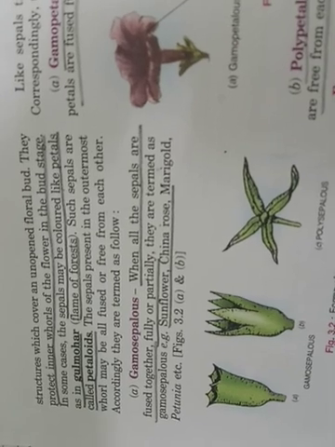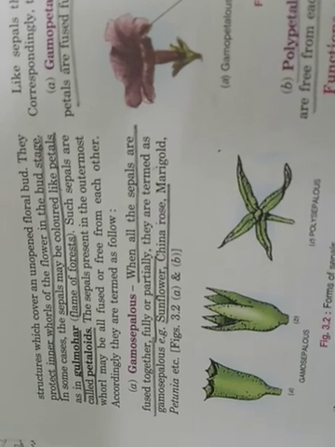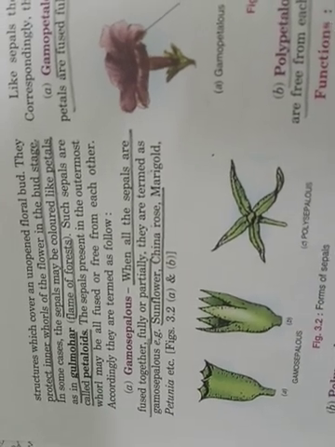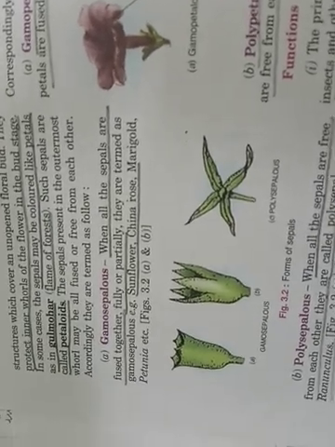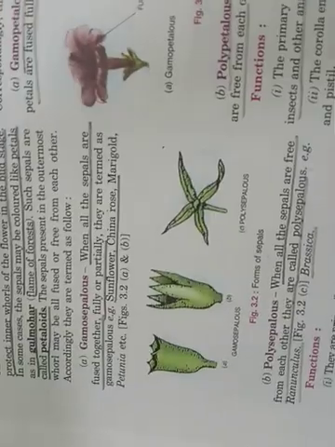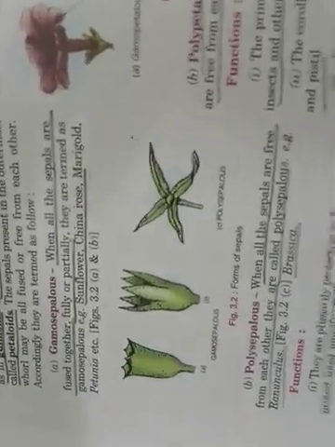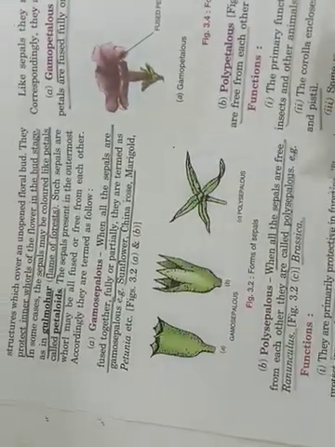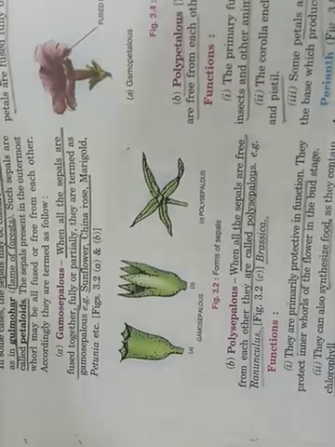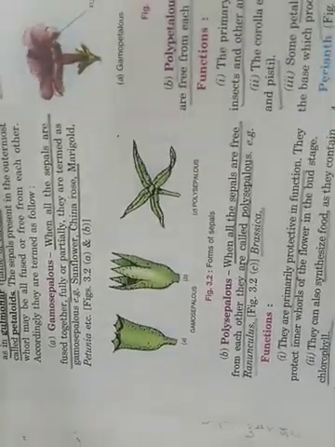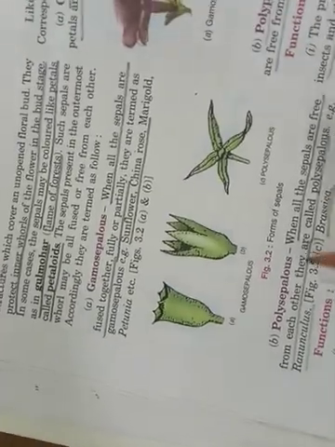The sepals present in the outermost roll may be all fused or free from each other. Accordingly, they are termed as follows. These sepals may be fused, that means joined, or they may be free in different species. If they are fused, they are called by one name; if they are free, they are called by another name. Now we'll see the different types of these sepals.